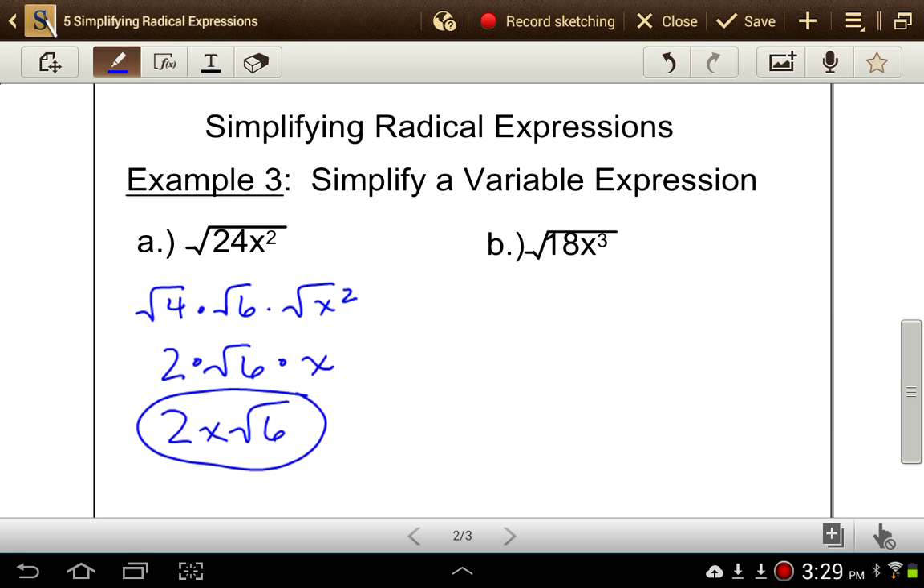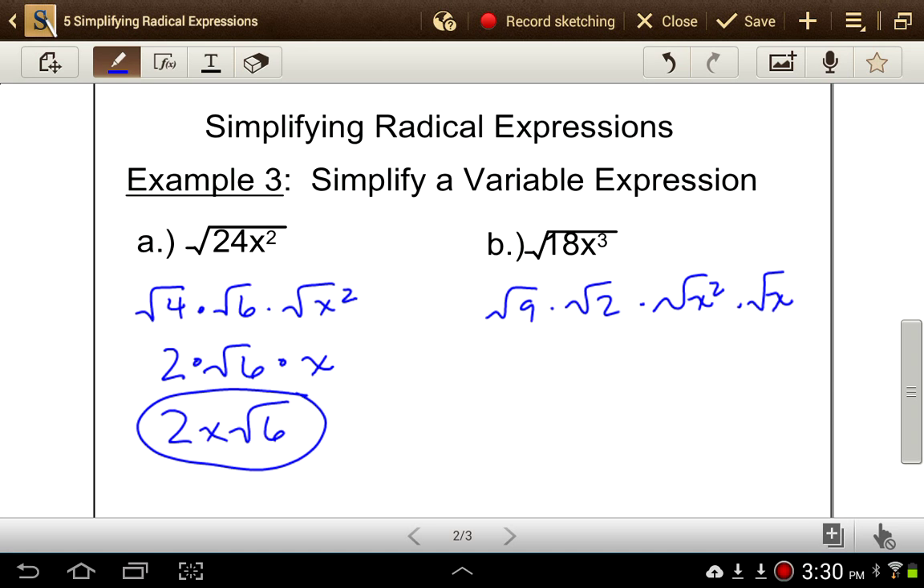Okay. For B, I have 18x to the third power. So again, I'm going to go through my list. 1, I'm not going to use. 4 does not go into 18. 9 does. So I'm going to do the square root of 9 times the square root of 2. Now I'm going to break this into a series of 2. There's my 18, and then I'm going to do my x. I'm going to do x squared times the square root of x. And that's how I'm going to get that answer.